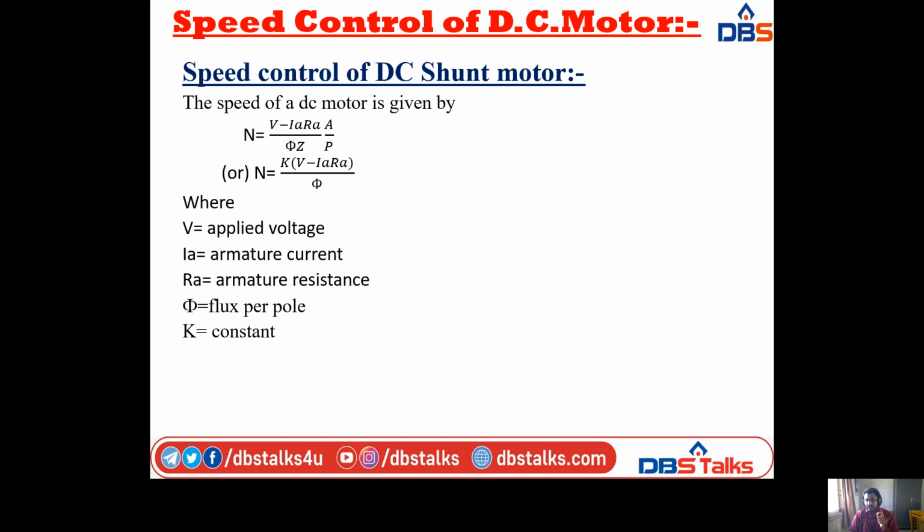So N is equal to K into (V minus IaRa) by phi, where V is the applied voltage, Ia is the armature current, Ra is the armature resistance, phi is the flux per pole, and K is a constant. You already know these points except the K value. You already know V, Ia, Ra and phi, but you don't know about this K value. Here K is a constant.